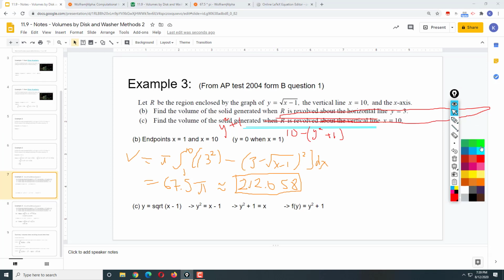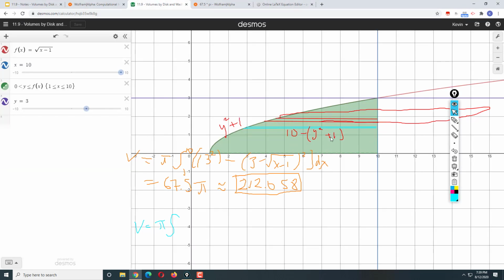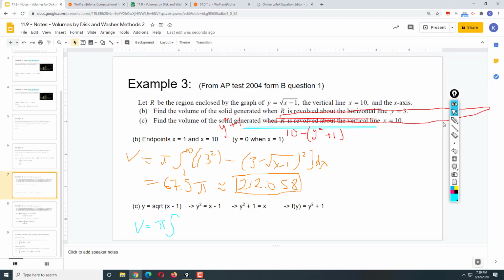So the volume is going to be pi times the integral. What are we integrating? We're not integrating from 1 to 10. We are integrating from 0 to 3 for the y. So we're integrating from 0 to 3 of 10 minus (y squared plus 1), the whole thing squared, dy.